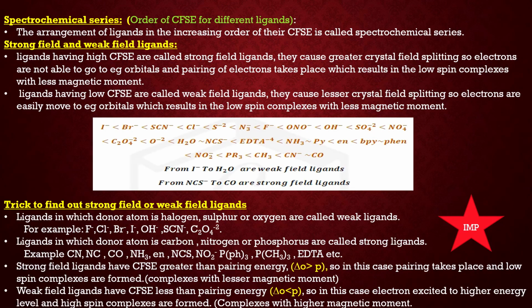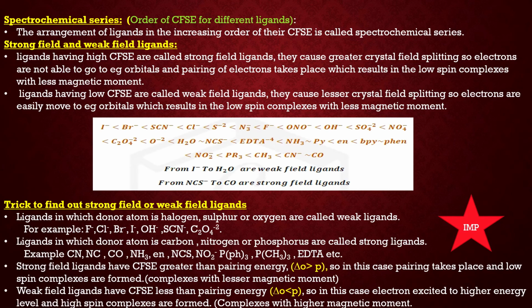Now the next term is spectrochemical series. Now what is spectrochemical series? The crystal field splitting energy is not the same for all the ligands. The amount of this energy is different for different ligands. So when the ligands are arranged in the increasing order of their CFSE, the series so formed is called spectrochemical series. Now in the figure, the spectrochemical series is given where I minus is the weakest ligand and carbonyl, that is CO, is the strongest ligand. They are arranged in the increasing order.